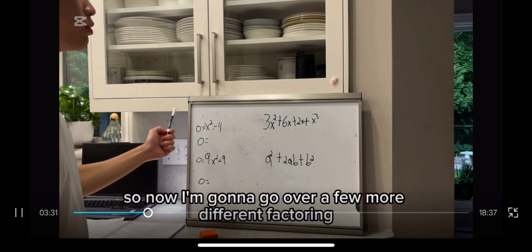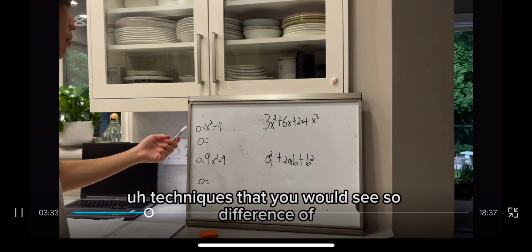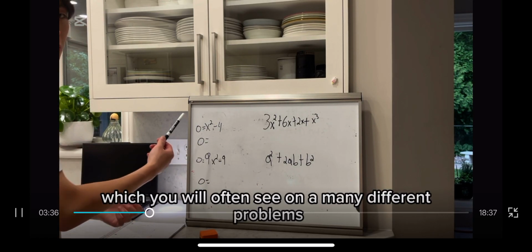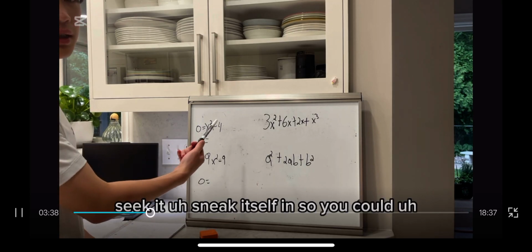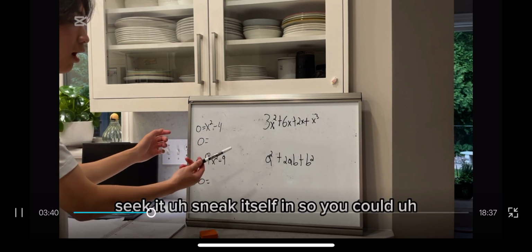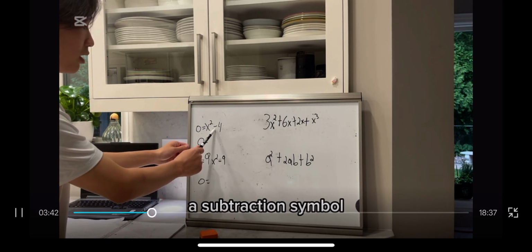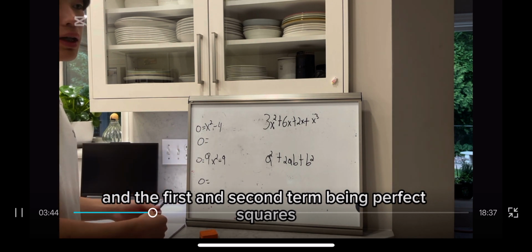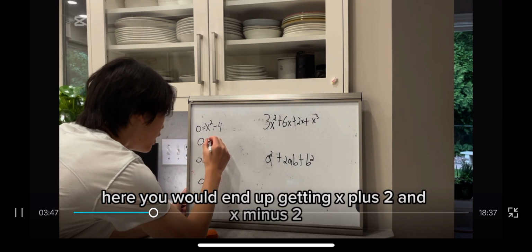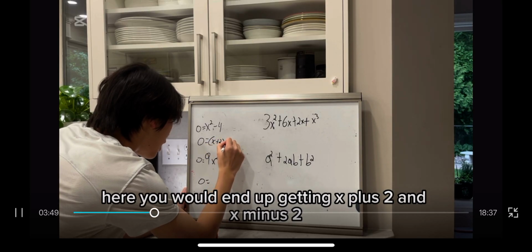So now I'm going to go over a few more different factoring techniques that you would see. The first one being difference of squares, which you will often see on many different problems. It will often sneak itself in. So you could identify this by seeing a subtraction symbol and the first and second term being perfect squares. So here you would end up getting x plus 2 and x minus 2.